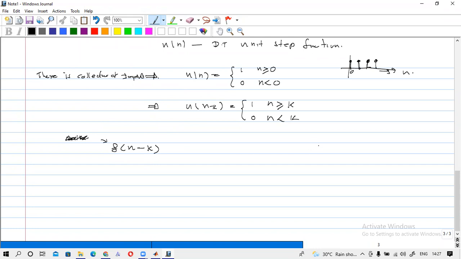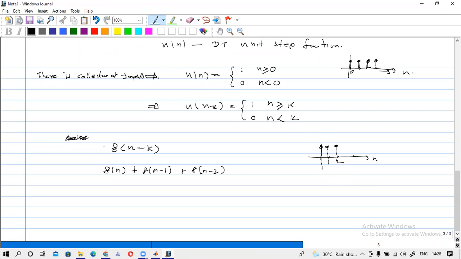If I plot it, you will get the impulse like this, delta of n minus k. For delta n, the impulse is here at 0. For delta n minus 1, the impulse is at 1. For delta n minus 2, the impulse is at 2.